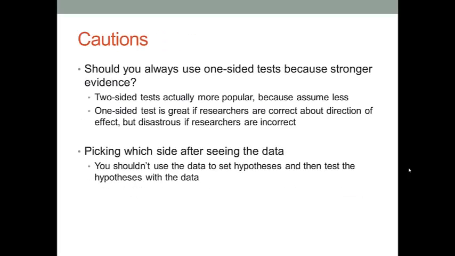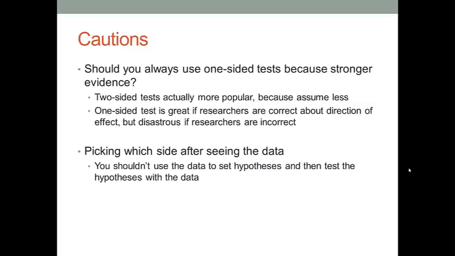A couple of cautions. Should you always use one-sided tests because they'll give you stronger evidence? Well, actually, in practice, two-sided tests are used more regularly because they make less assumptions. They're more objective. Researchers try to be as objective as possible, and so two-sided tests are generally more widely used. One-sided tests are absolutely great if the researchers are correct about the direction of the effect.